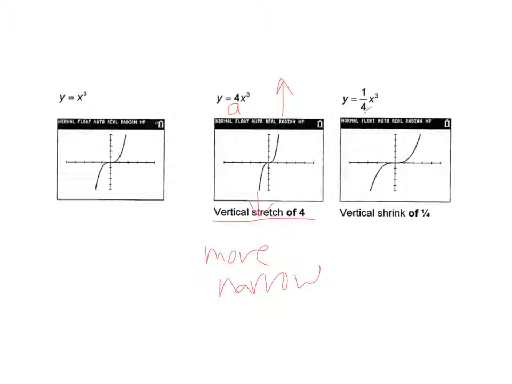If the a is less than 1, that's a vertical shrink. So this is a vertical shrink of 1/4. Vertical shrink means that you're pushing down from above and below, which makes the graph kind of bow out, so it becomes more wide.